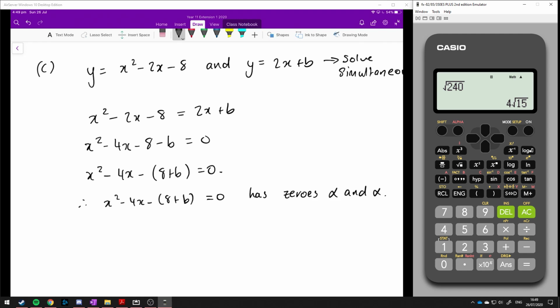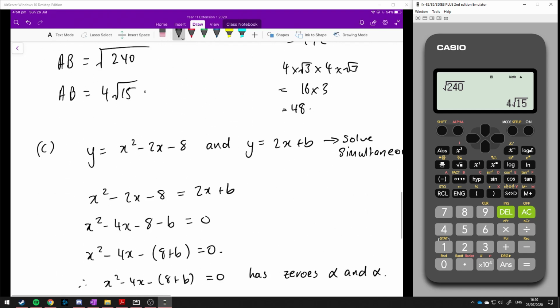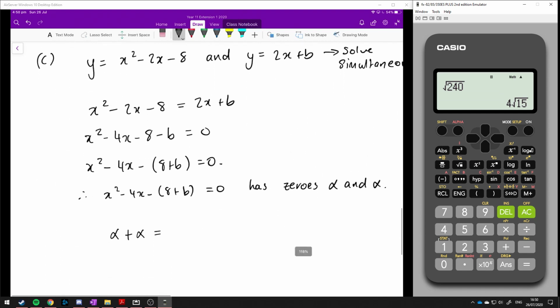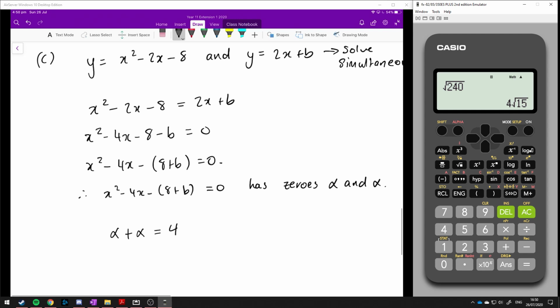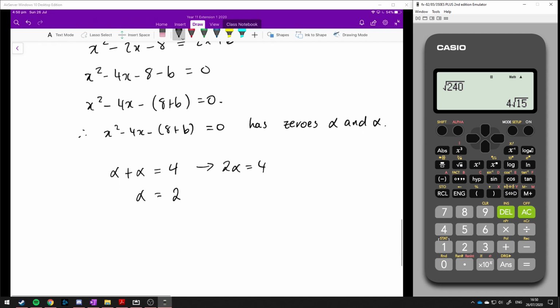So what we can do now is use our sum and our product of the zeros. Alpha plus alpha is equal to, as we know before, the sum of the roots from this initial equation, which was equal to 4. And that must mean that alpha is equal to 2, because 2 alpha is equal to 4. Okay, and now we can use the product of the roots.